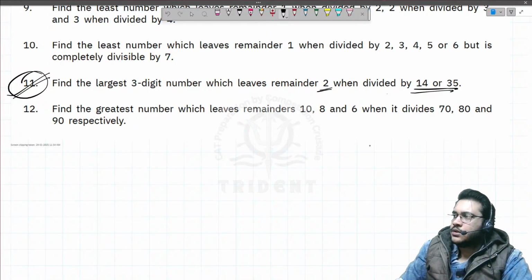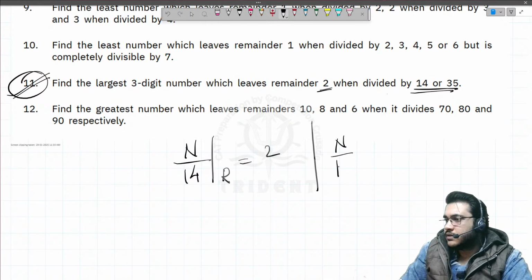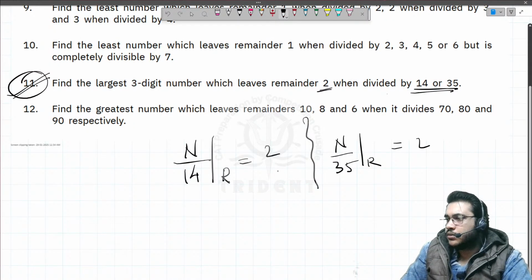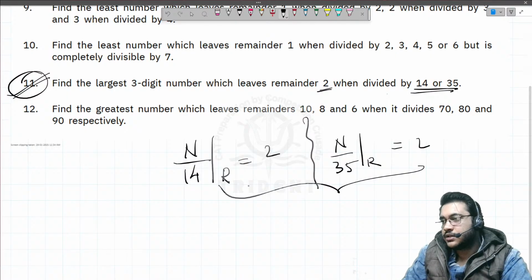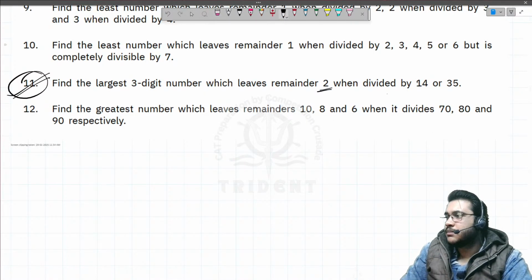Okay, chaliye. So there is a number. I don't know what number that is. When the number is divided by 14, that number leaves a remainder 2. Similarly, when it gets divided by 35, it leaves a remainder of 2. And n has to be the largest 3-digit number. Okay, so how can we make some sense of it? The first thing that comes to my mind is a representation of this number that encapsulates 14 as well as 35.